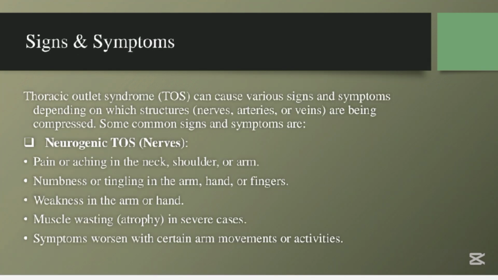Now signs and symptoms. Thoracic outlet syndrome can cause various signs and symptoms depending on the structure, whether nerves, arteries or veins, being compressed. Some common signs and symptoms of neurogenic TOS, involving the nerves: pain and aching in the neck, shoulder and arm, numbness or tingling in the arm, hand and fingers, weakness in the arm and fingers, and muscle weakness in severe cases. Symptoms worsen with certain arm movements or activities.